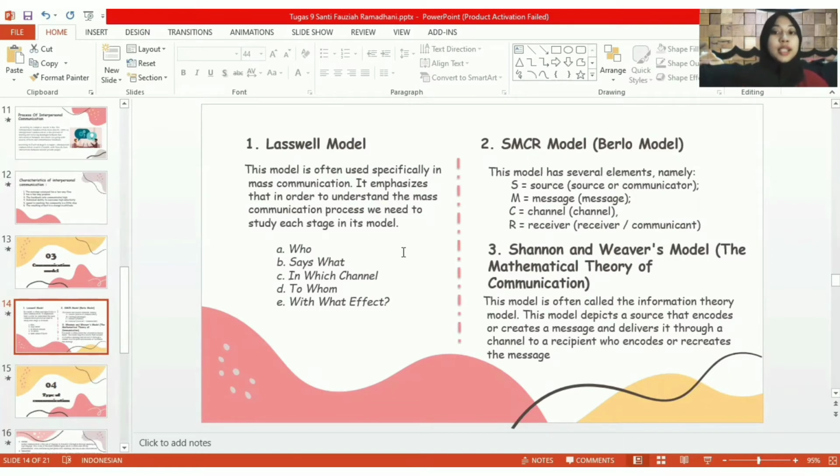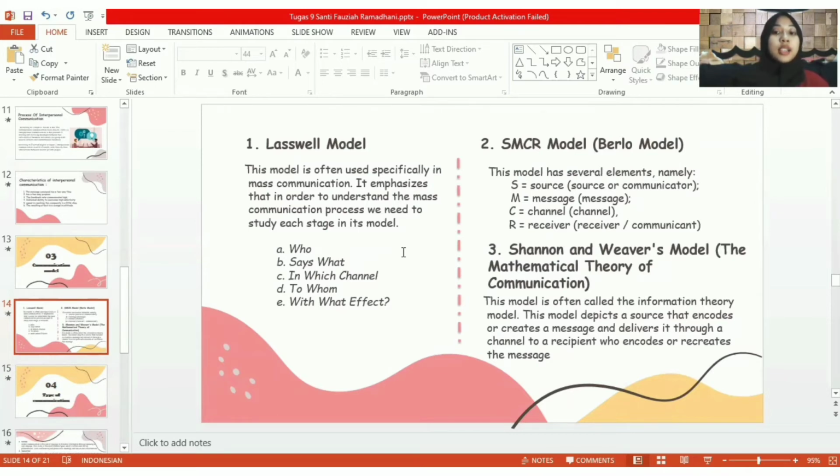The second is SMCR model or Berlo model. This model has several elements. Namely, S is source, M is message, C is channel, and the last R is receiver.